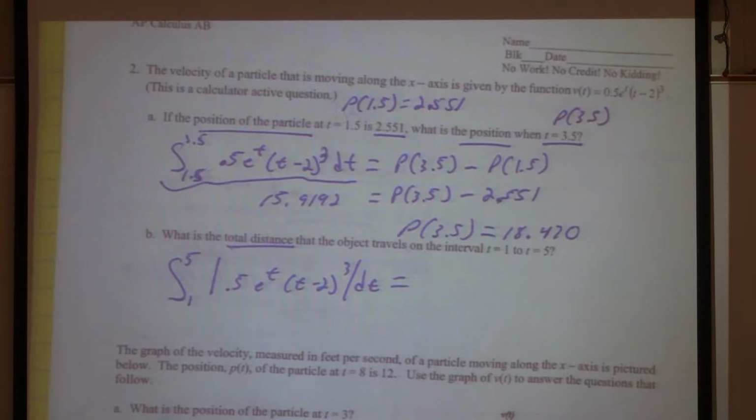The absolute value is under the template buttons as well. Okay, don't put the little bar that's right there where the equals is, because that's a different bar. That's a such that bar.